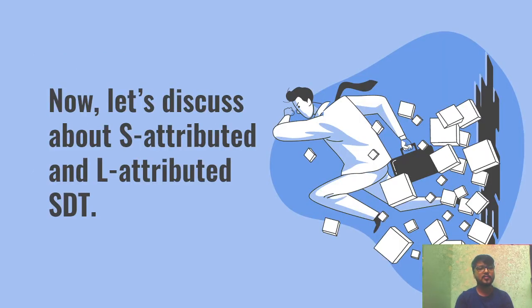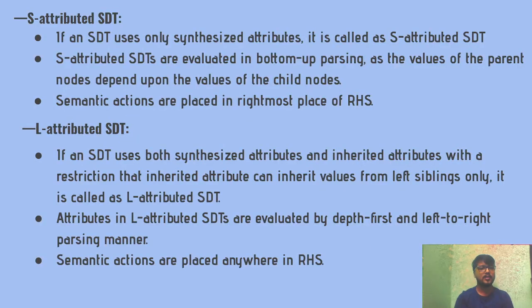Now let us discuss S attribute and L attribute in syntax directed translation. S attribute: if a syntax directed translation uses only synthesized attributes, it is called an S attribute. S attributes are evaluated in bottom up parsing, as the values of the parent nodes depend upon the values of the child nodes. Semantic actions are placed at the rightmost place of the RHS.